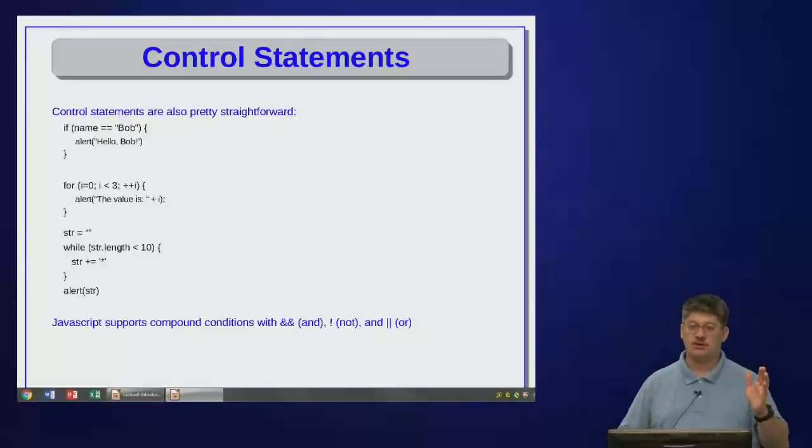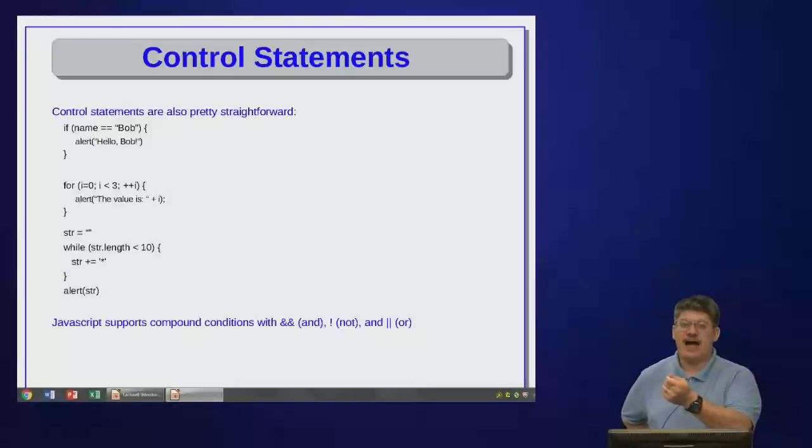So I start at 0, and while I haven't gone through the loop 3 times, I increment. In other words, I'm going to loop exactly 3 times. And each time I'm going to print the value of i. So I'll print 0, 1, and then 2, and then I'll stop.